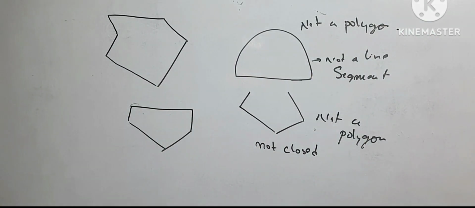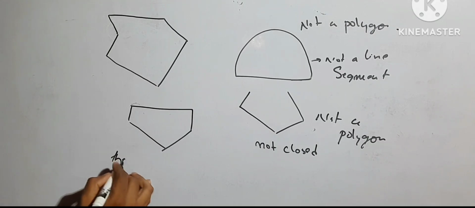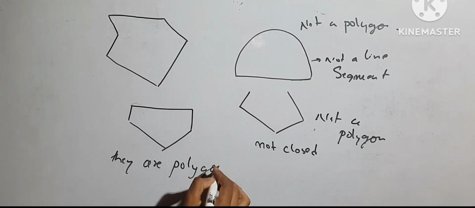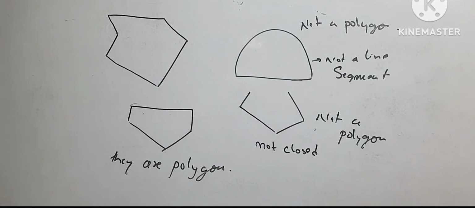As they both have satisfied the conditions, they are polygons. Simple. So three conditions, three options, just like in KBC. We get three options, A, B, and C. Just like that only. Okay, let's go for the next one.